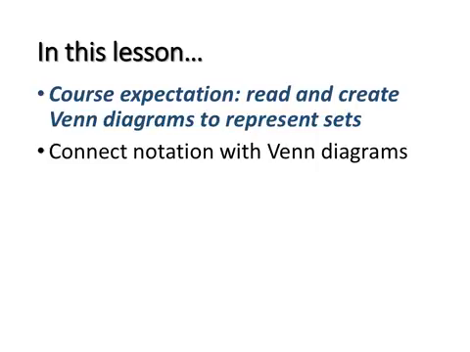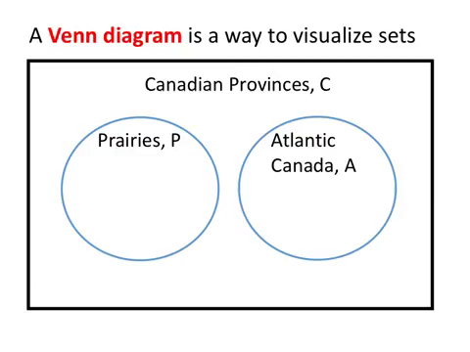In this lesson, we're going to address the course expectation that Math 12 students will be able to read and create Venn diagrams to represent different sets, and we're going to practice connecting set notation with those Venn diagrams. A Venn diagram is one of the ways that we can visualize sets. Generally, the Venn diagram will include a rectangle to represent the universal set, and the label tells us that in this example, our universal set is the set of Canadian provinces, C.